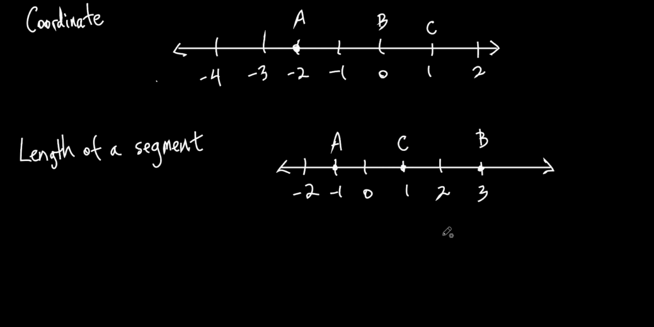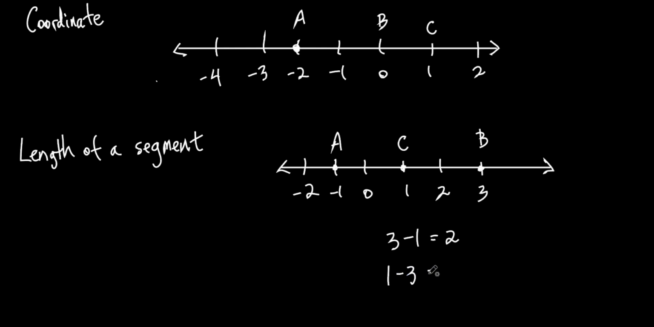All right. So let's find the length of CB. I could just count 1, 2, or I could do some math on it. Let's subtract. I could go 3 minus 1. How much is 3 minus 1? It's 2. All right, so that's the same thing, isn't it? What's another way I could subtract it, though? I could go 1 minus 3.